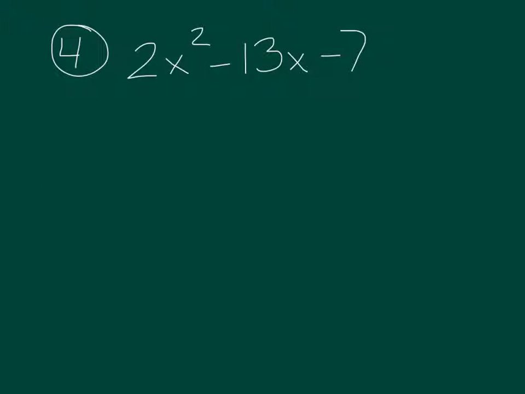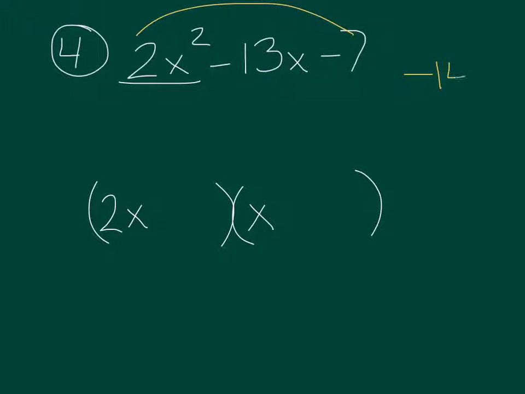All right, this one is very similar to the last one. So again, draw our two parentheses. We're going to put a 2x and an x, because 2x times x gives you 2x squared, which is what you want there. And then we're going to multiply 2 and negative 7 to get negative 14.